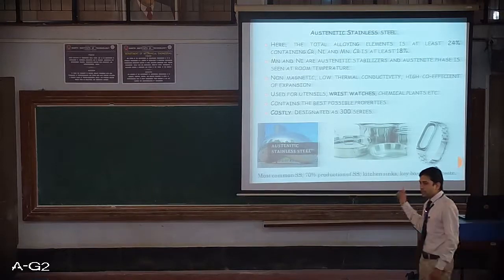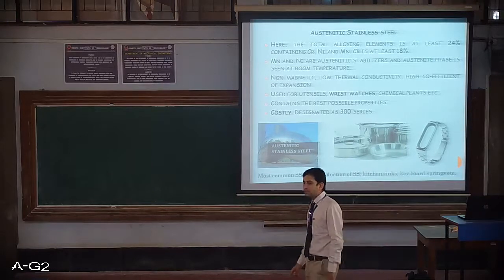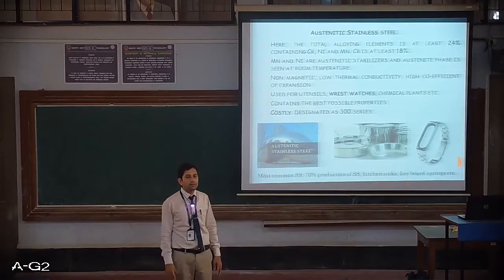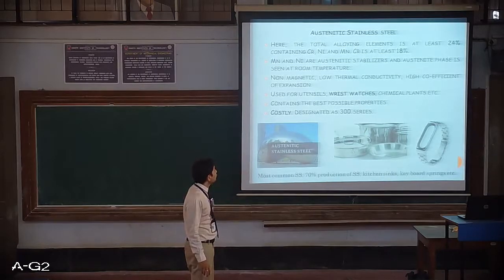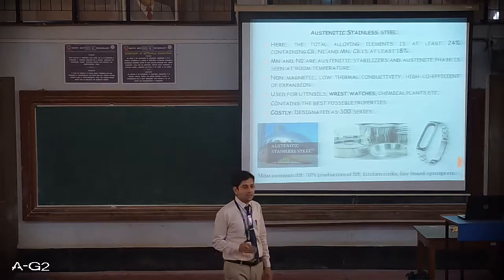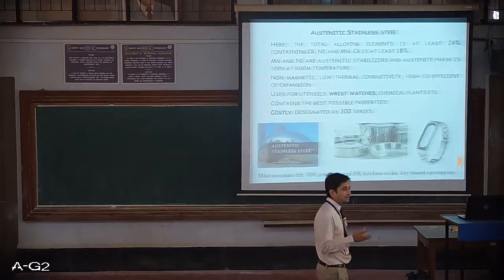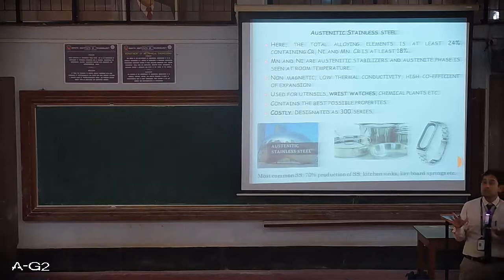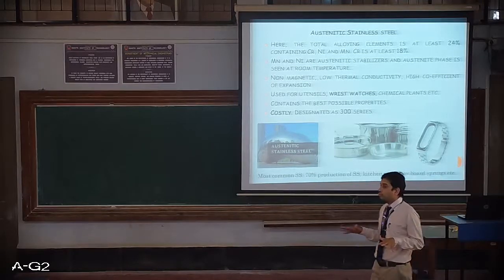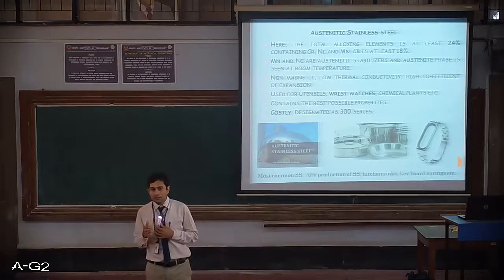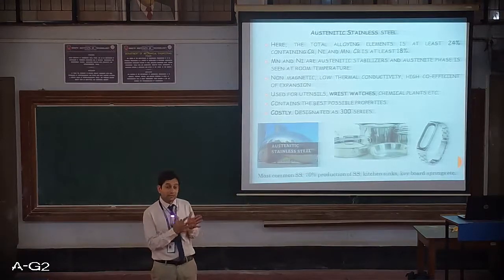Then how come in this type of stainless steel austenite phase is present at room temperature? The reason behind it is the addition of some alloying elements. Apart from chromium, we add elements like manganese and nickel, and manganese and nickel are austenite stabilizers, meaning they make austenite more and more stable even at room temperature. So that is the reason why this type of stainless steel will show austenite phase even at room temperature.